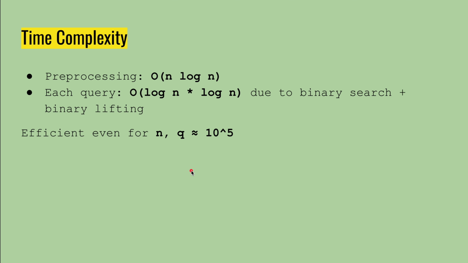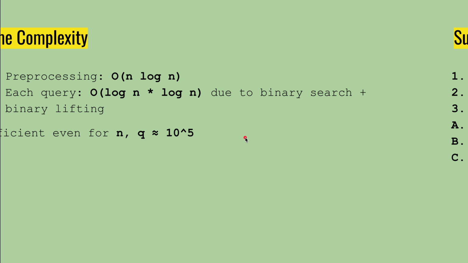Okay. And the time complexity will take pre-processing of n log n, and each query will take log n times log n due to the binary search plus binary lifting, and it will efficiently handle 10 to the power 5, right? So let's continue and understand the code.